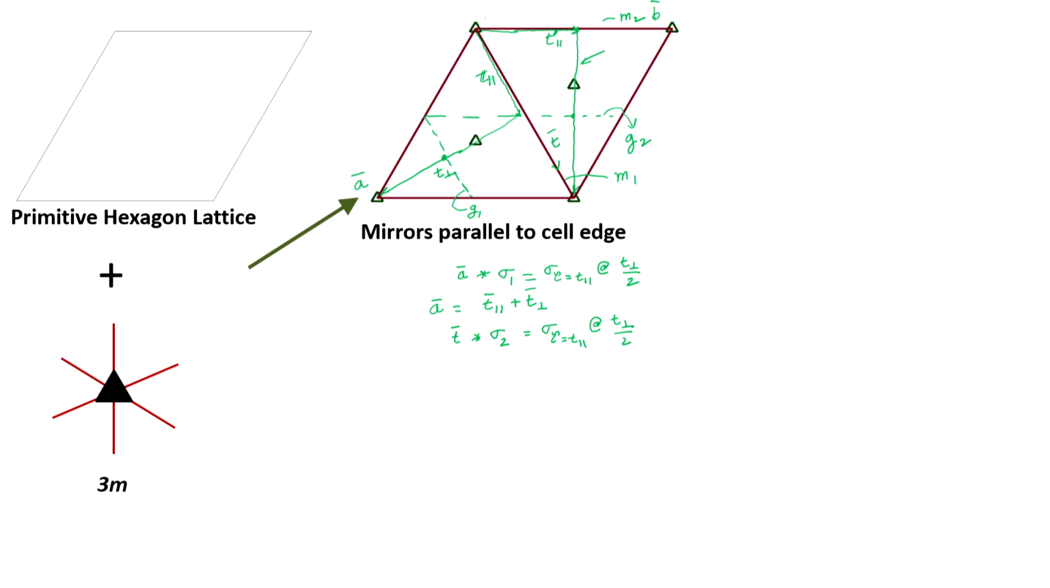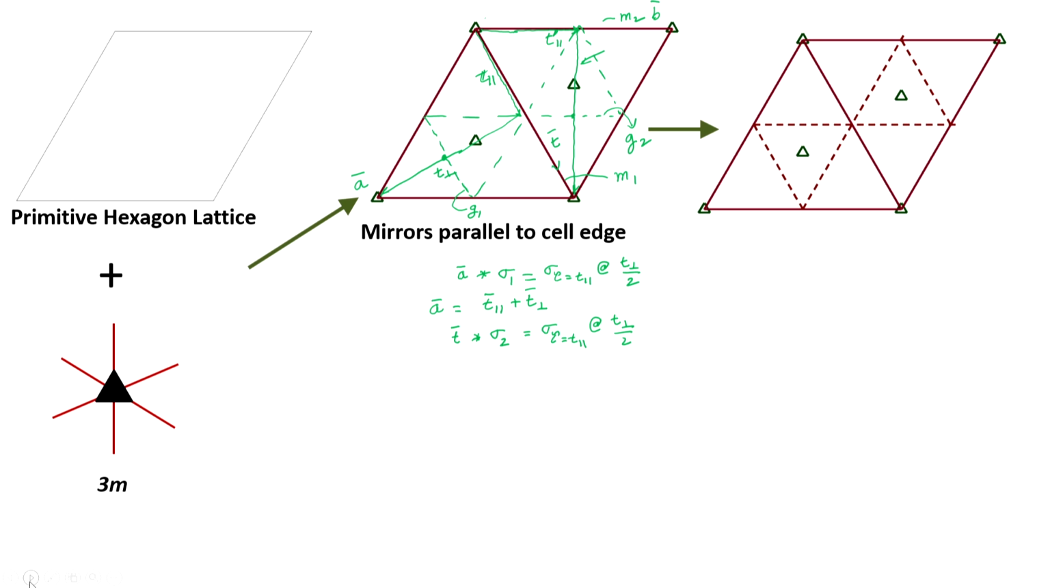And in fact, if you think about it, I will get a glide like this as well, and a glide like this as well, and those are all the glide planes that I will get. So, let us just look at the final result. The final result is this. This result occurs when mirrors are placed along the cell edges.